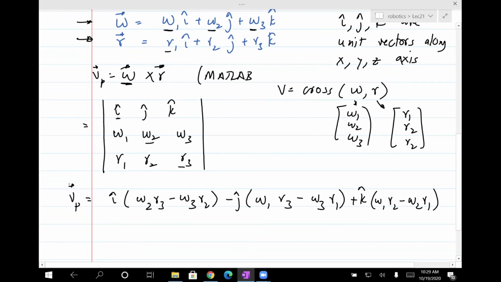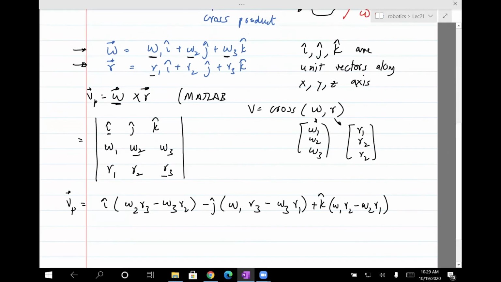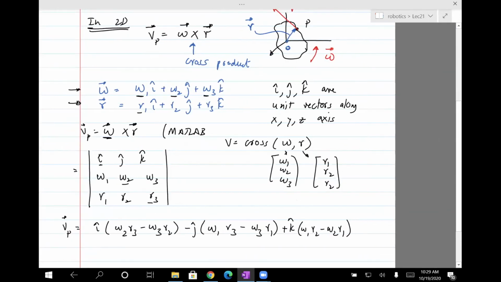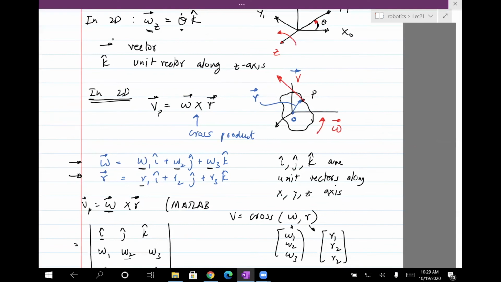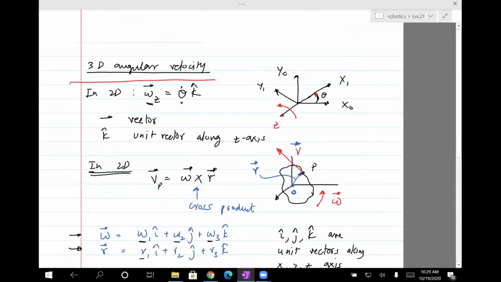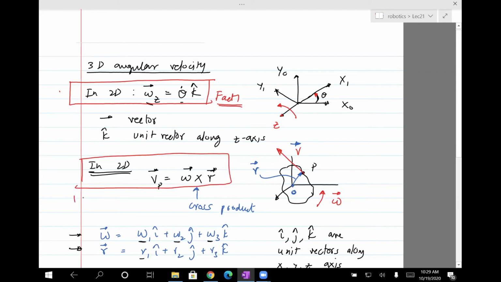Okay, so that's how you write the velocity using vectors. Now, I showed you two things. One is that fact, let's call that fact 1. And then the other fact I said was this, fact 2. One of them tells you about angular speed only, and the other one tells you about the linear speed. So angular speed, and then linear speed.